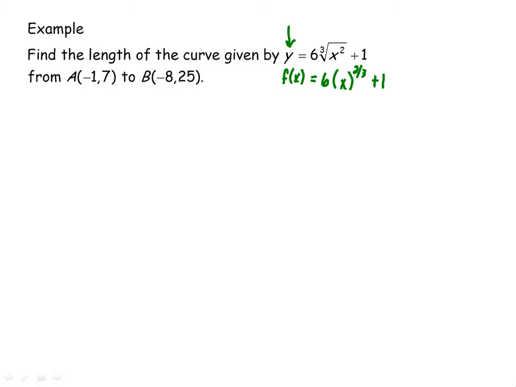All right, so we have 6 times x to the 2/3. Remember, your power is your numerator and your index is your denominator. That's always. Plus 1. So f prime of x is going to be 2/3 times 6, which is going to be what? 4. And then we lower the exponent 2/3 by 1, which is going to be what? Negative 1/3. And then, of course, the derivative of 1 is 0, so we don't have to worry about that.